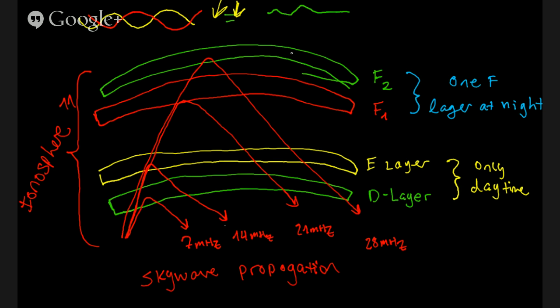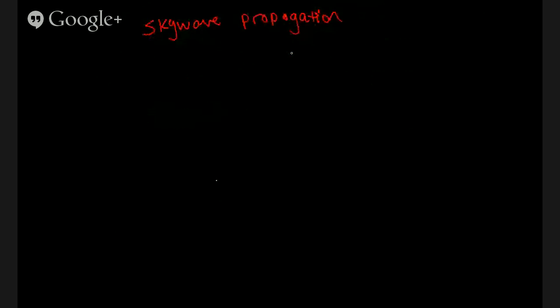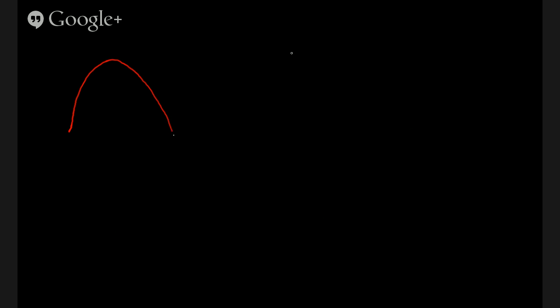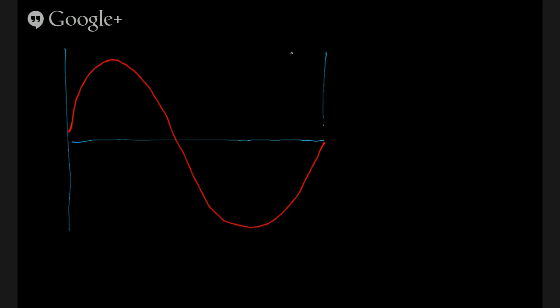And I think we touched on it before. The name of the distance that a radio wave travels during one full cycle is a wavelength. So from here to here, this is one cycle, or one wavelength.